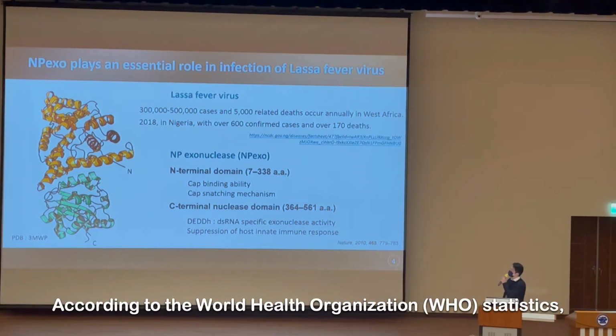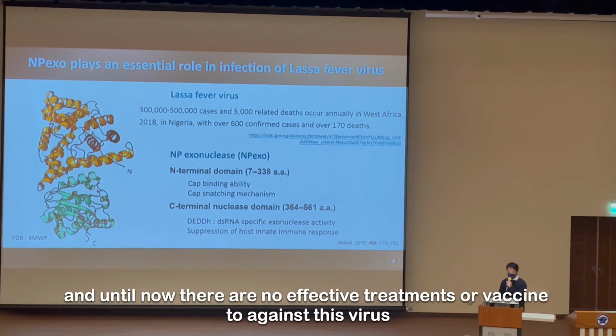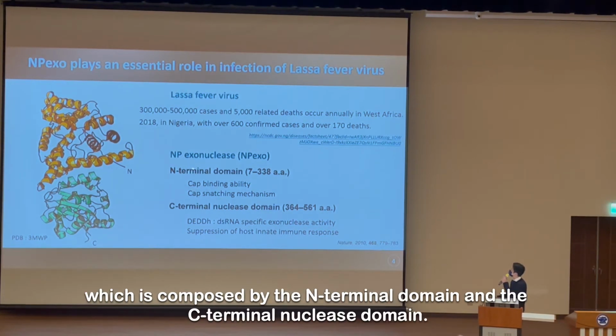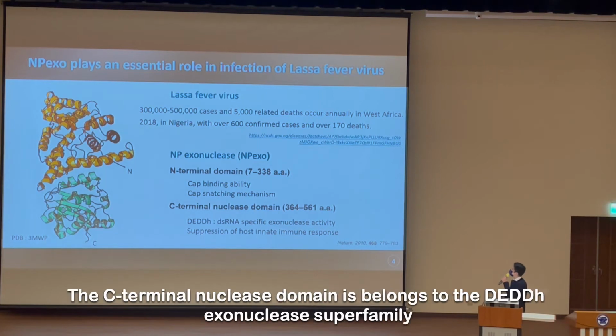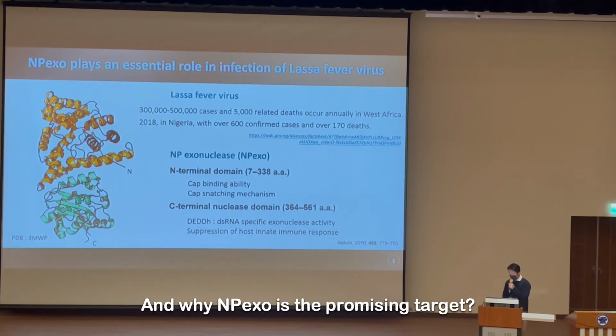According to the WHO statistics, the Lassa fever virus infects about 300,000 to 500,000 people in West Africa. And until now, there is no effective treatment or vaccine against this virus. The NPexo nuclease is a promising target against the Lassa fever virus, which is composed of the N-terminal domain and the C-terminal nuclease domain. The C-terminal nuclease domain belongs to the DEDDh exonuclease superfamily and is responsible for degrading the double-strand RNA in the virus. And why is NPexo nuclease a promising target?